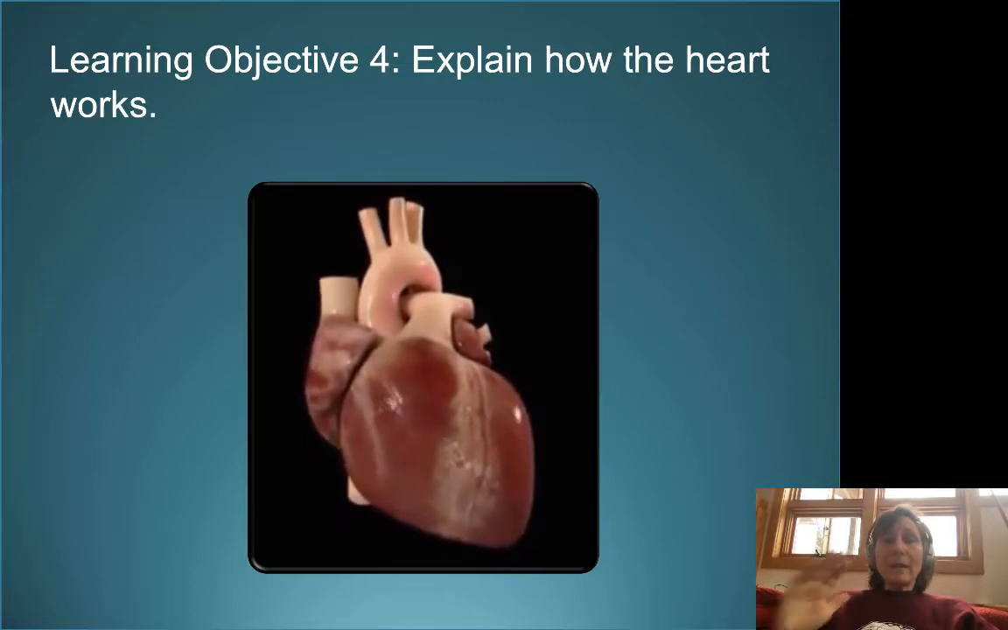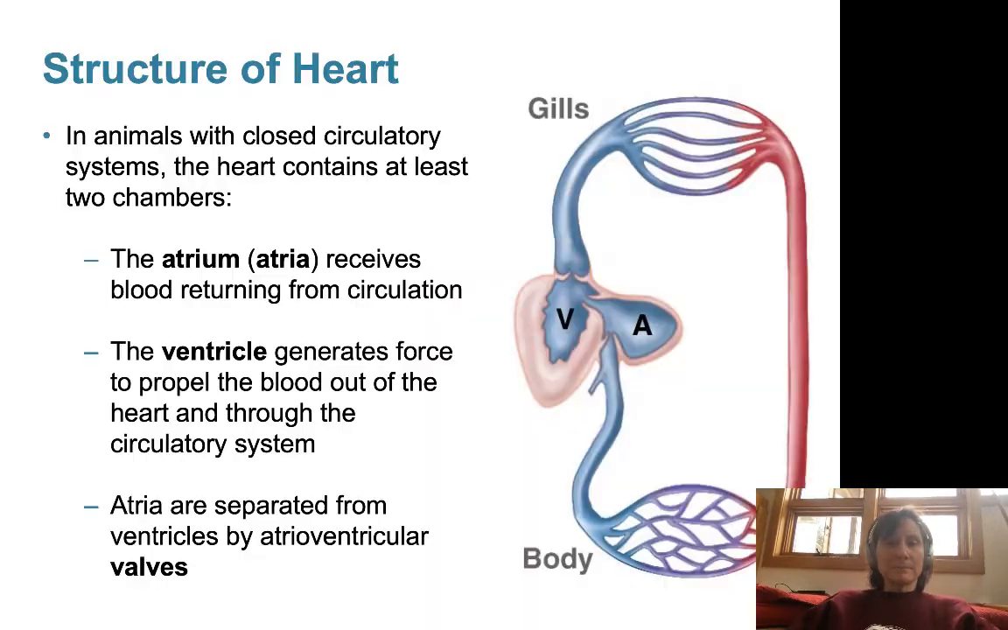Okay, so now let's explain how the heart works, and we're going to talk about various different forms of heart structure in vertebrates. So in animals with closed circulatory systems, the heart contains at least two chambers. You have an atrium, which is going to receive the blood that's returning from the body or the pulmonary circuit. And then you're going to have a ventricle, which is going to push blood out into the system.